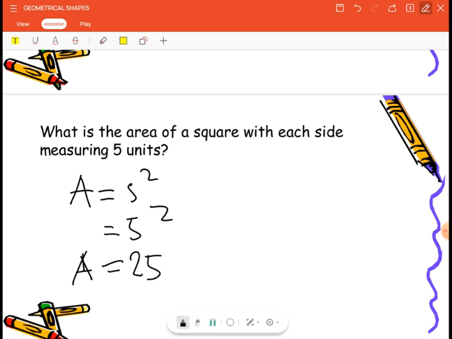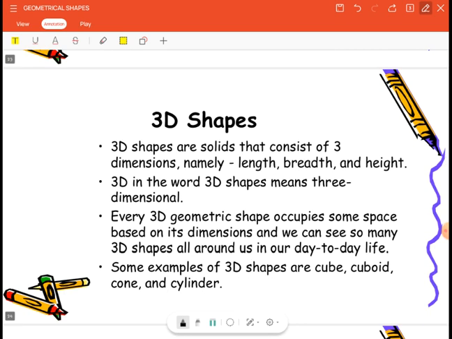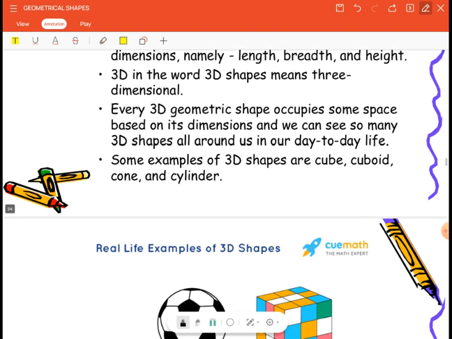Yan. Okay. Next. Ayan. 3D shapes naman tayo. So when you say 3D shapes, those are solids that consist of 3 dimensions. So meron na siyang height or width, no? Aside sa meron siyang length and width. 3D in the word 3D shape means 3-dimensional. So every 3D geometric shape occupies some space based on its dimension, and we can see so many 3D shapes all around us in our daily life. And some examples of 3D are cube, cuboid, cone, and cylinder.